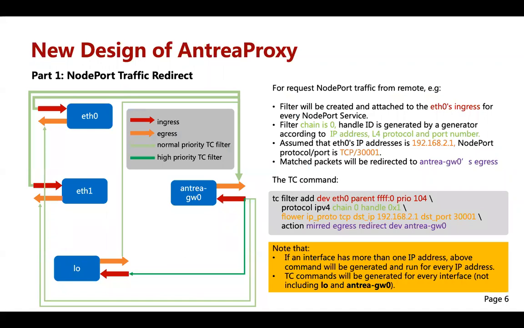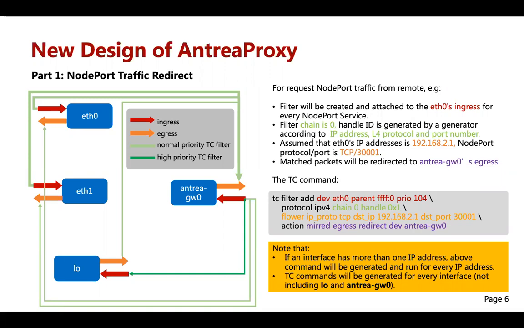Okay, this will be talked about later. I'll introduce the first part of the new design, taking NodePort for example. For request NodePort traffic from a remote client, first a filter will be created and attached to, here taking eth0 as an example, eth0's ingress for every NodePort service. Here we take 30001 as the destination port.